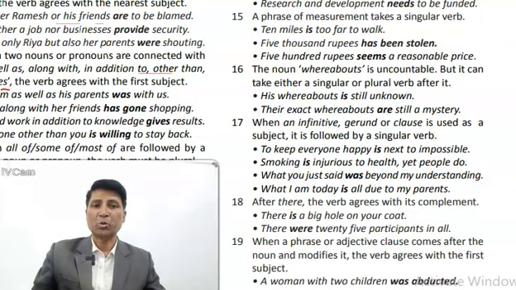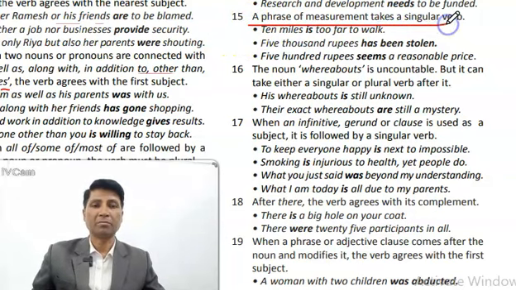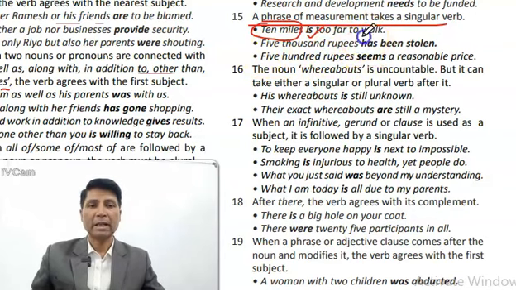Now look at rule number 15 and let us understand it. A phrase of measurement takes a singular verb. So when we are using measurement like 10 miles, then the following verb is singular. Like we say 2 and 2 is 4, or 5,000 rupees has been stolen. So here 5,000 rupees is a measurement because it is talking about an amount.